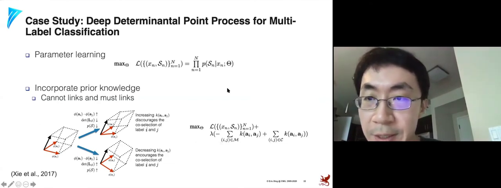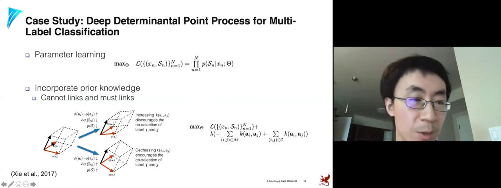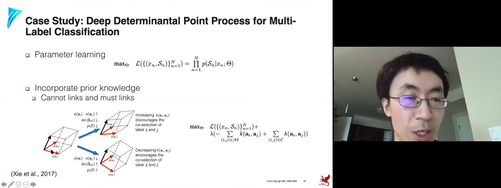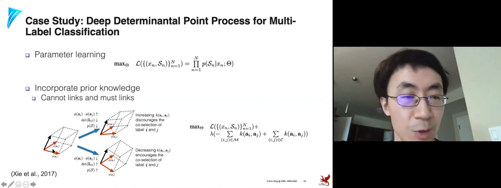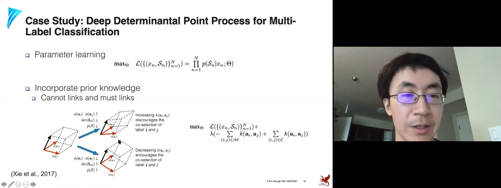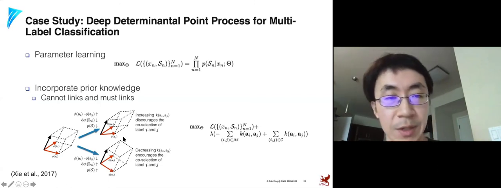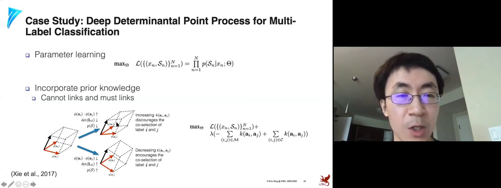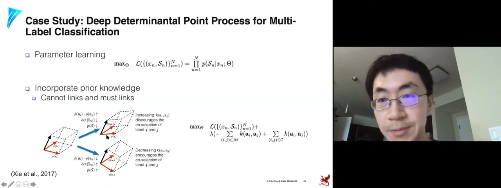There was a question about the axis in the volume of the parallelepiped. Oh, so in this case, we have three labels, each have a vector, and the volume is determined by all three vectors. Here for illustration, I just fix one of the vectors and consider the relationship between the other two vectors to illustrate the concept of how DPP encourages diversity. But the volume is determined by all the vectors here. Here I'm just doing a controlled illustration.